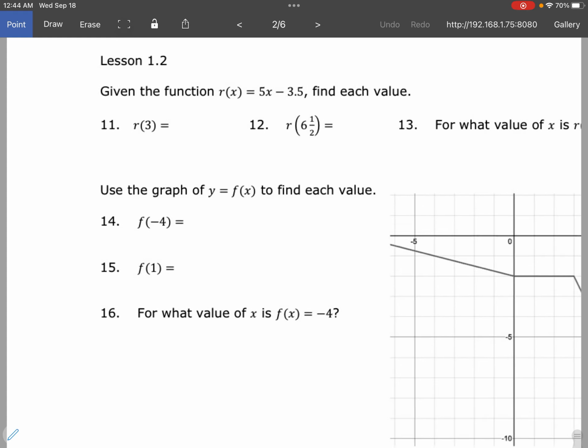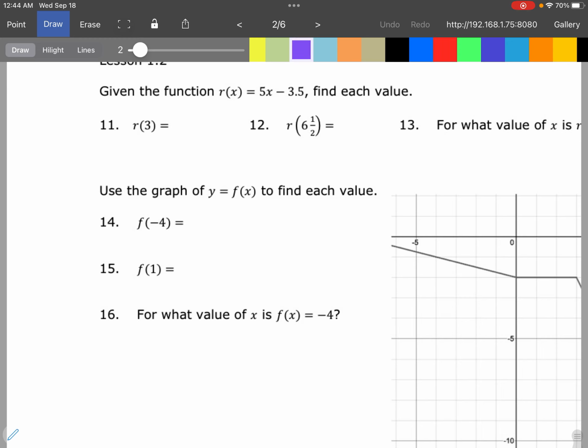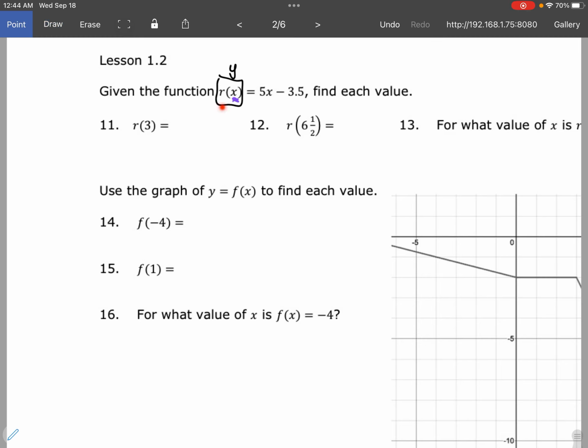So let's zoom in so we can see a little bit better. For 1.2, we're focusing mainly on functions, and your job is to identify this special position right here, okay? This is a special position. When they put something in parentheses, it should represent your x value, okay? And also, this entire situation right here would be referred to as y. X is the input, y is the output, okay? If they give you x, they want you to solve for y. If they give you y, they want you to solve for x.